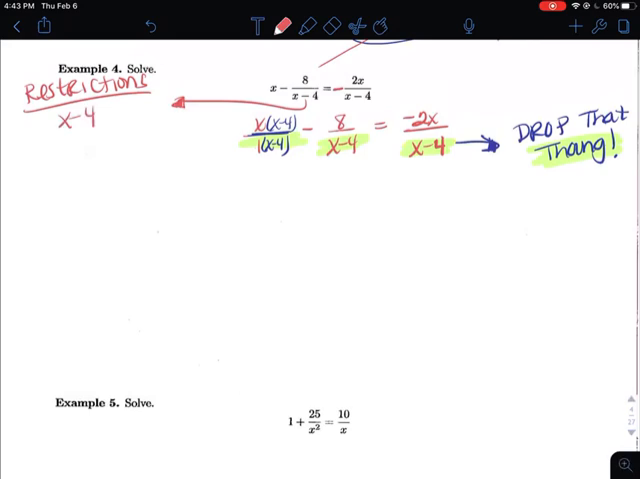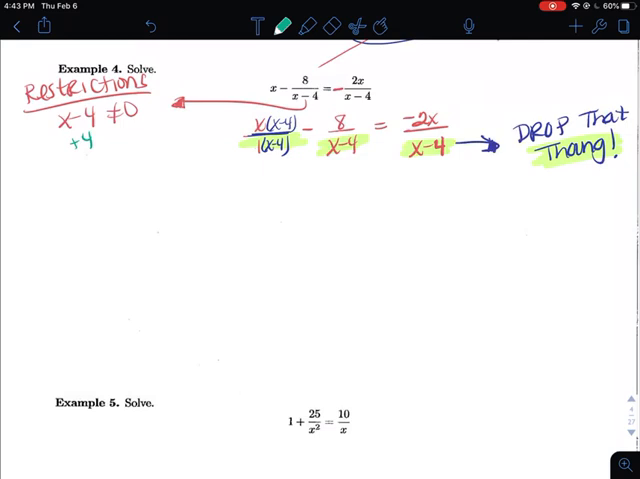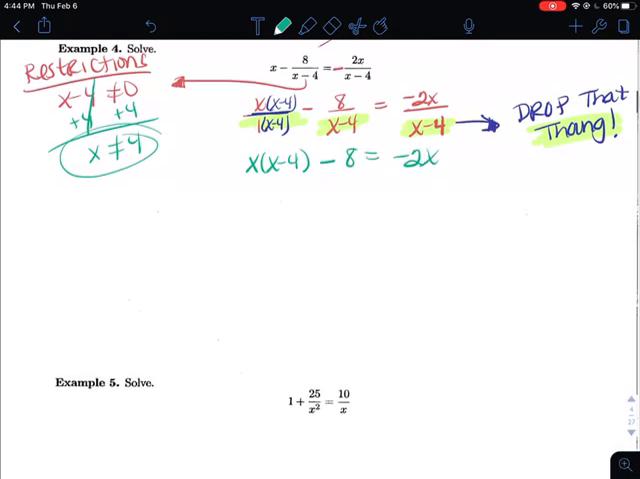In this case, x minus 4 cannot equal 0. When you solve that, add 4 to both sides. So x cannot equal 4. So now I'm going to drop that thing. So I have x times x minus 4 minus 8 equals negative 2x.